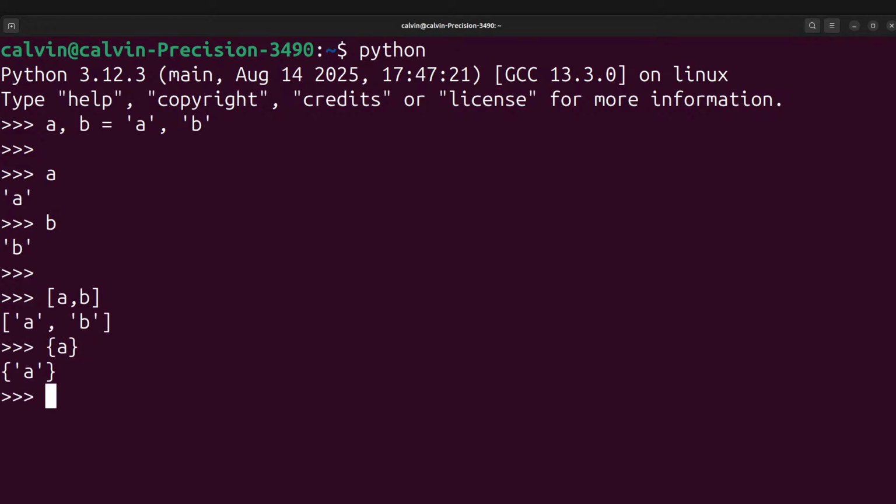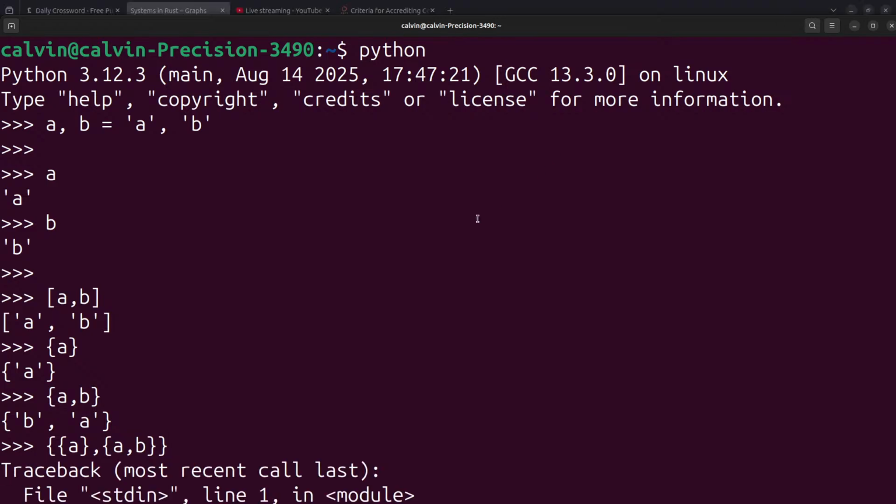Can I put A inside a set? Of course I can. Can I put A and B inside a set? Of course I can, no problem. Then I'll simply make a set that contains the set A and a set that contains the set B, A and B. And you're not allowed to do that in Python. What is happening with my screen?